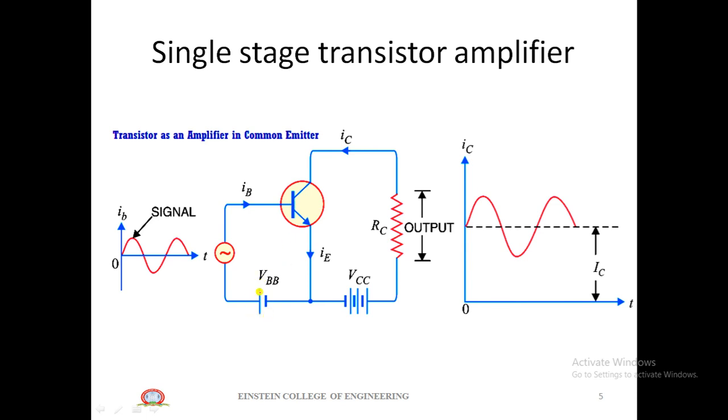This voltage is the bias voltage. The magnitude of the bias voltage should always forward bias the base emitter junction regardless of the input signal. Now we study the operation of the single stage transistor amplifier during the positive cycle of the weak signal. Now we are going to give the weak signal to the base terminal.